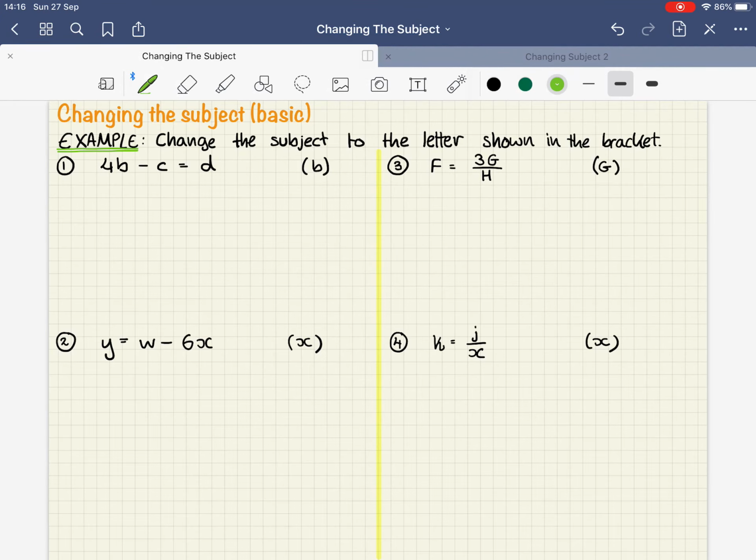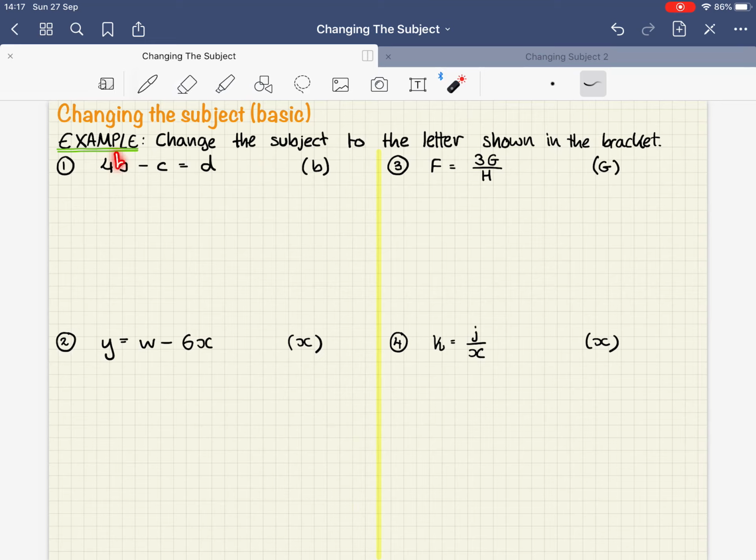Okay, so on to a new topic: changing the subject. This is very similar to solving equations and inequations, and essentially it's going to use the exact same idea, but we just have more letters involved. For all these questions, it says change the subject to the letter shown in the bracket. By asking us to change the subject, essentially it's just asking us to get that letter on its own.